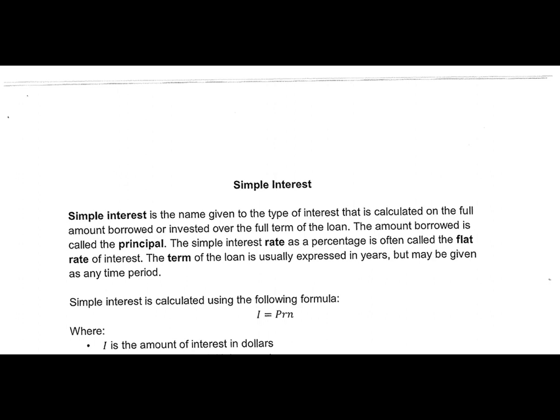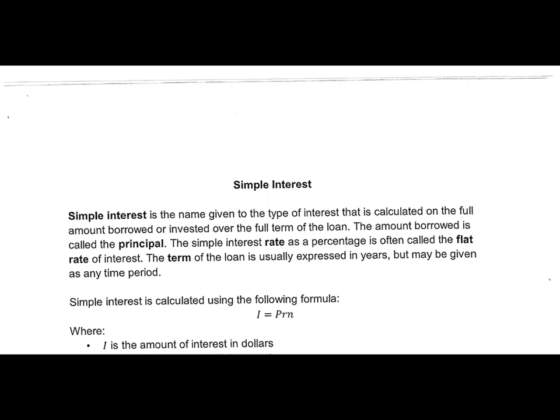This is lesson 2 on the interest and depreciation workbook, simple interest. Simple interest is something that applies to savings accounts and loans, and it's the name given to the type of interest that is calculated on the full amount that you borrow or the amount that you start by investing over the full term of the loan or for how long you have the savings for.